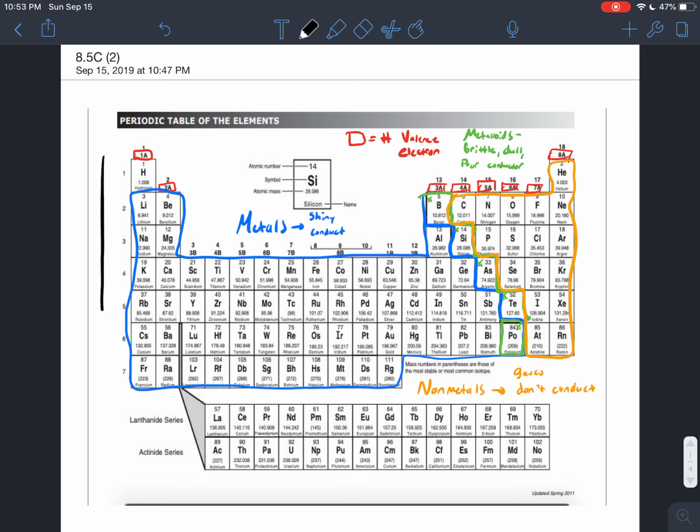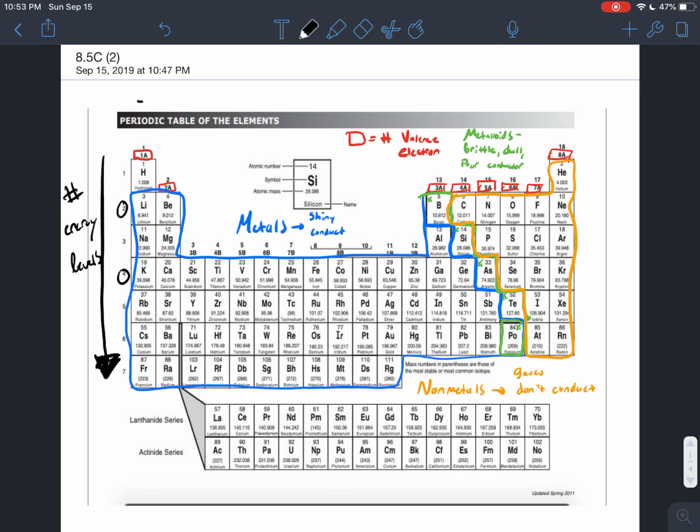I want you to draw an arrow coming down by this 1 through 7. And this is number of energy levels. This tells you how many rings there are that electrons can get filled in on. If it's in the second row here, it has 2 energy levels. If it's in the fourth, it has 4, and so on.